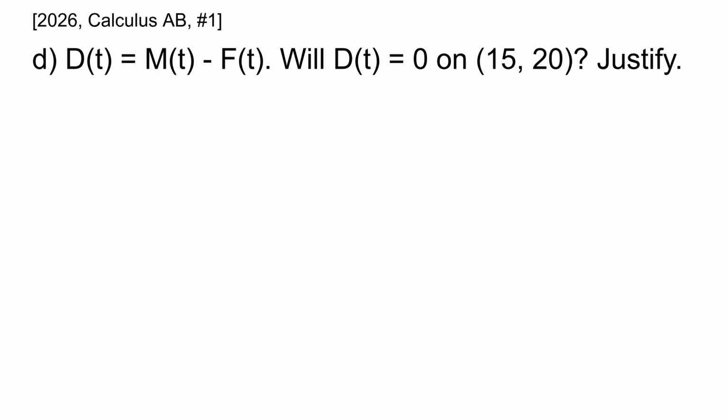In part D of this question, we define the difference between the two functions m of t and f of t as a new function d of t. And we are asked to determine if d of t will ever equal 0 on the interval from 15 to 20 and to provide justification for our answer.